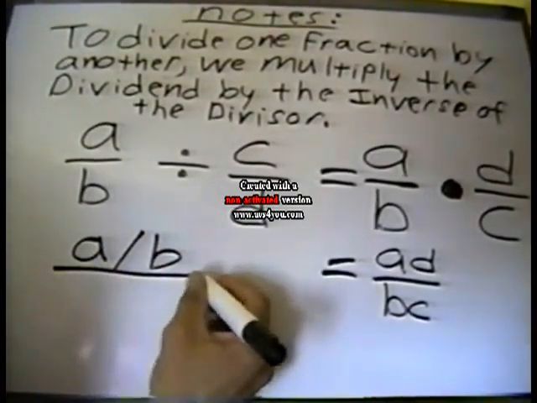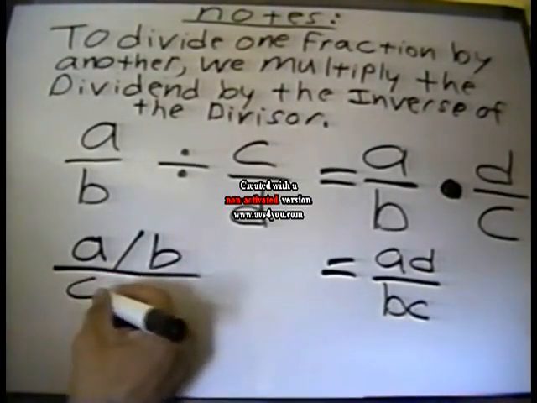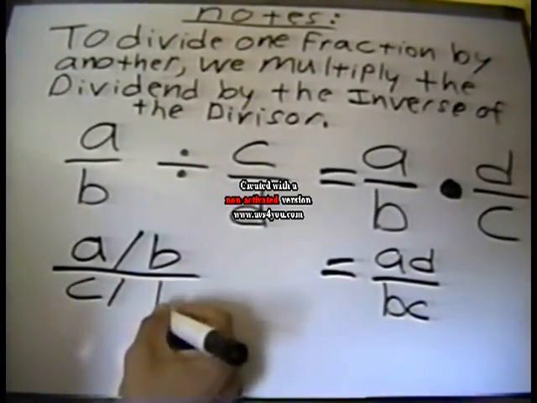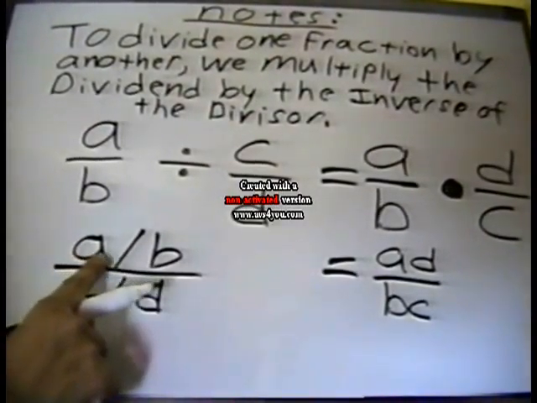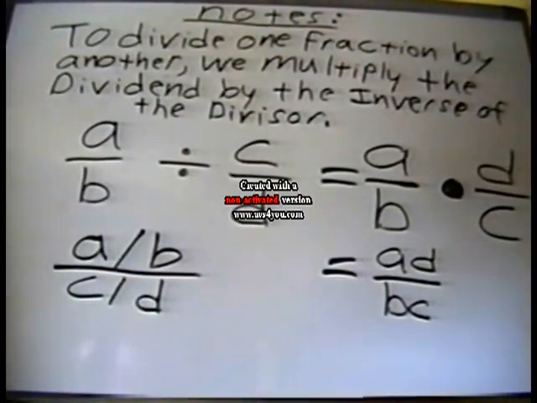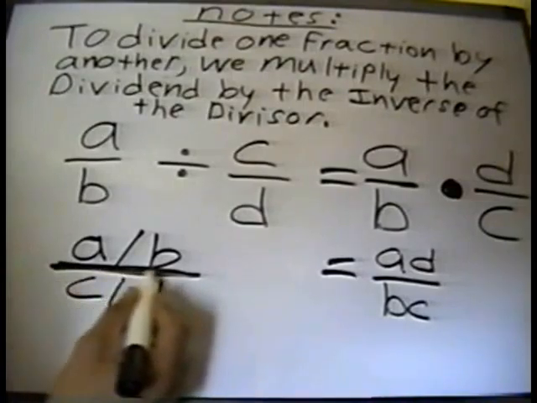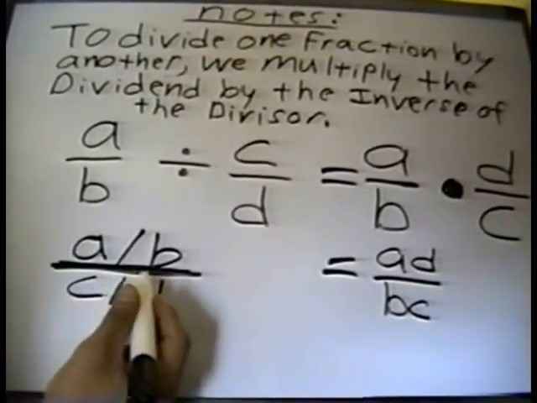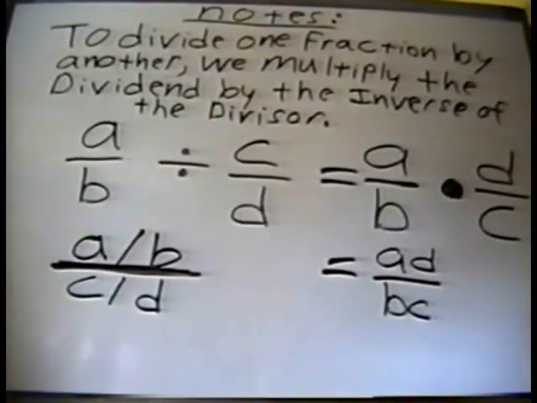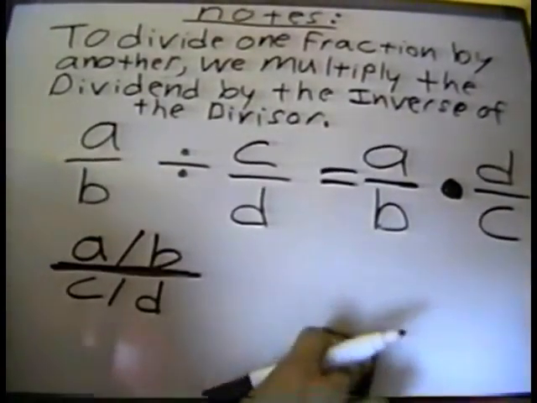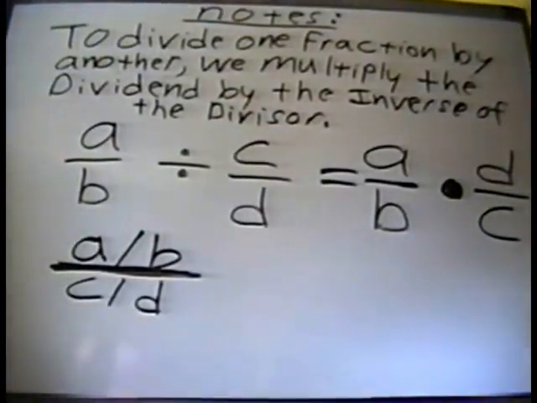Now this here is also equal to A over B divided by C over D. See, because a fraction can be written horizontally as well as vertically. So this here we put A over B because we're dividing. Here's our dividing bar. You get A over B over C over D.